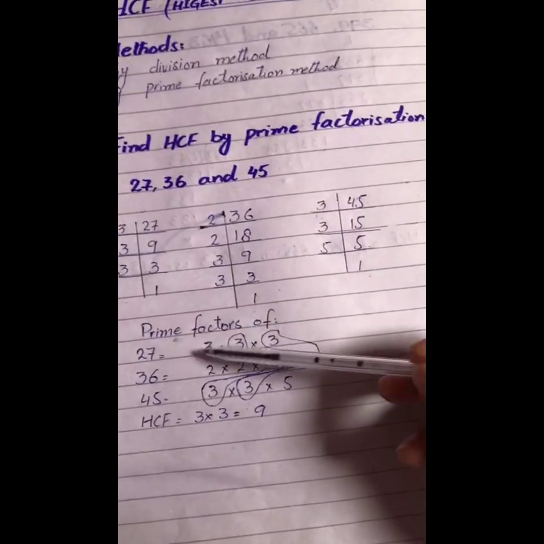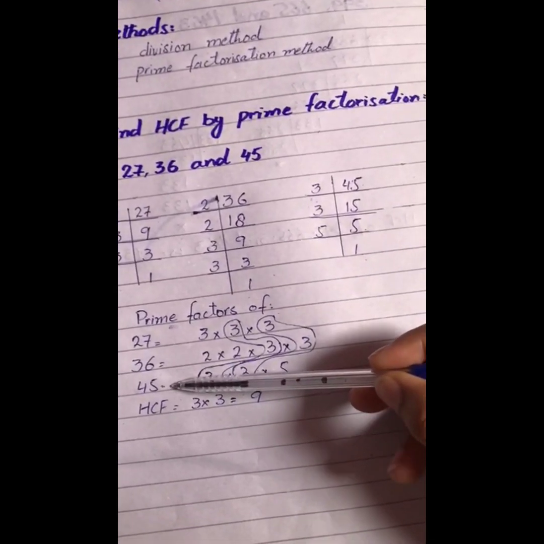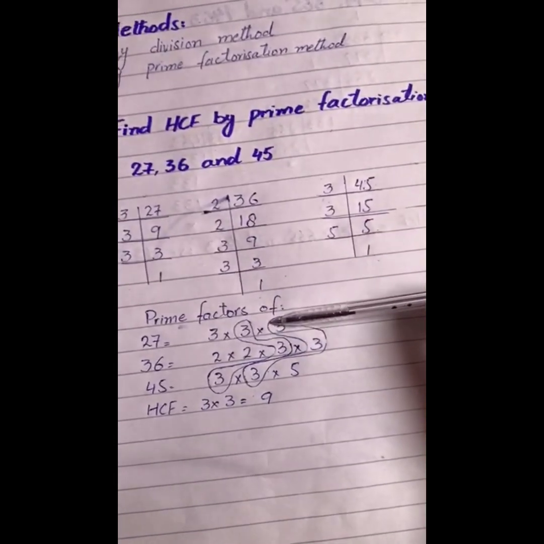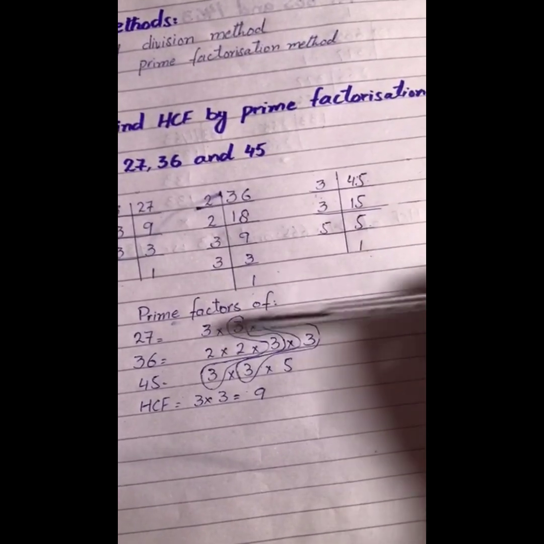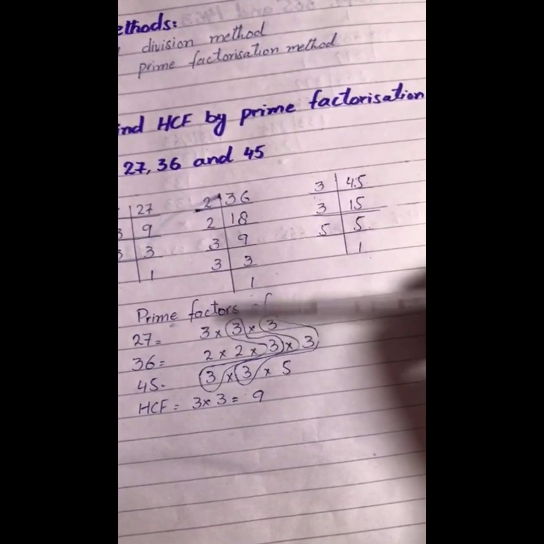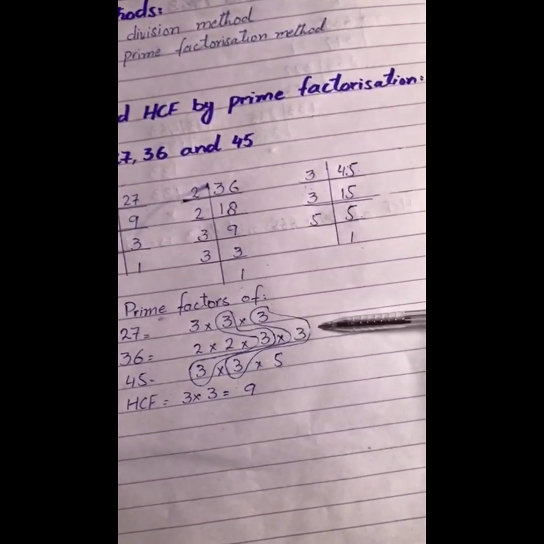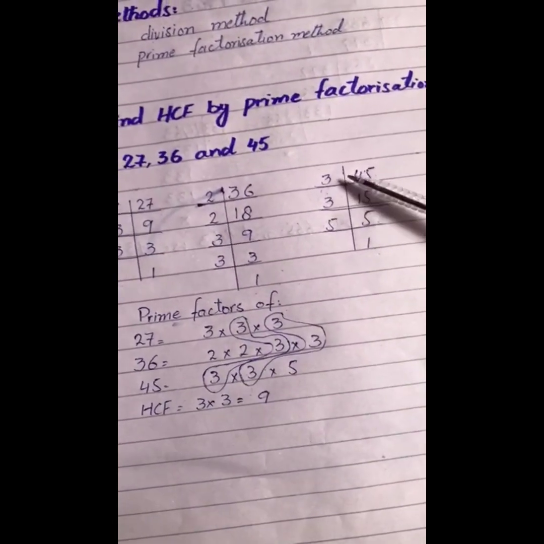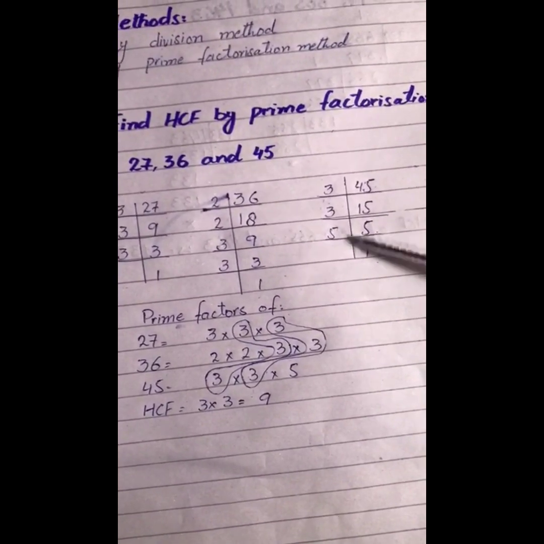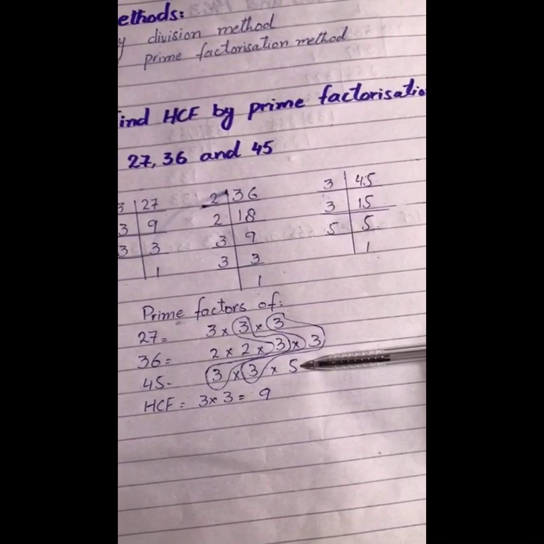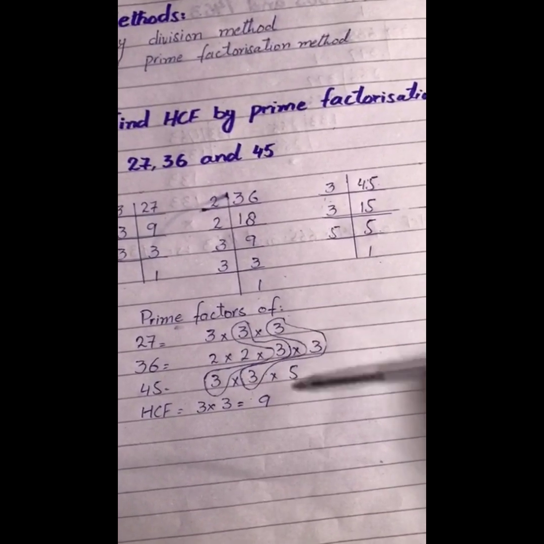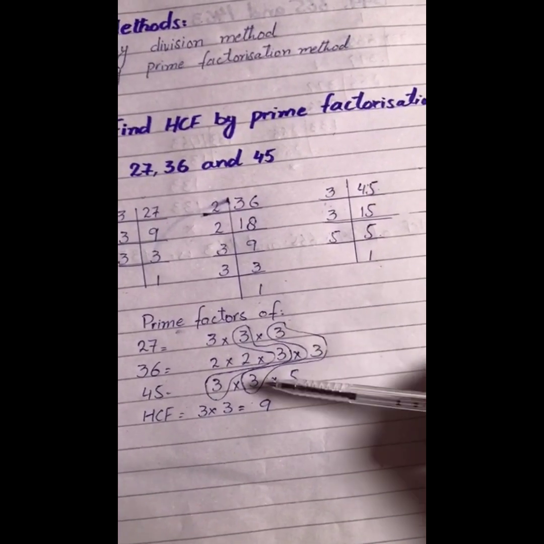After that we will write all the factors in front of the values. Like 27 has 3, 3, 3, which is 3 times 3 factors, and then 36 has 2, 2, 3, 3, meaning 2 times 2 and 3 times 3, and 45 has 3 times 3 and 1 time 5 as factors.